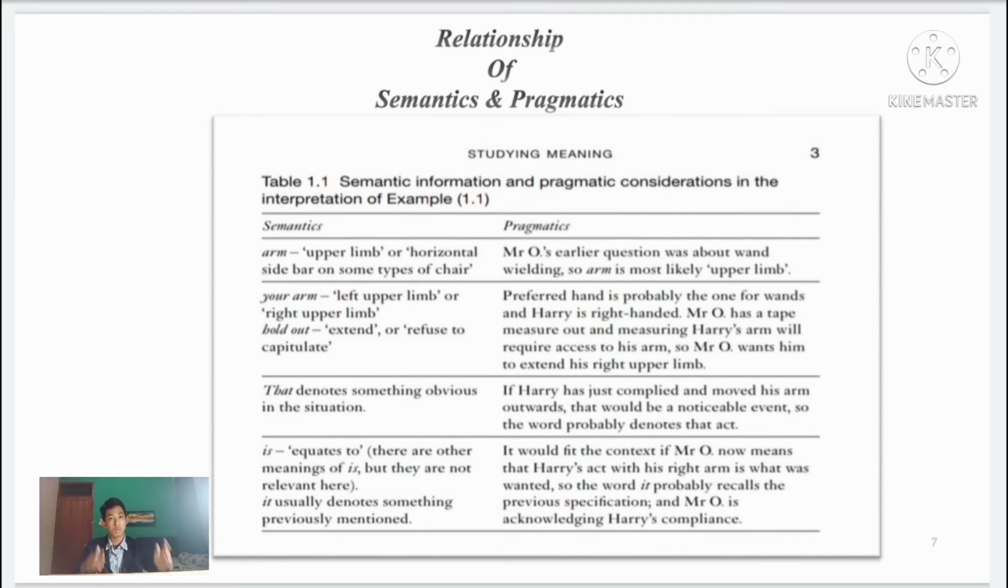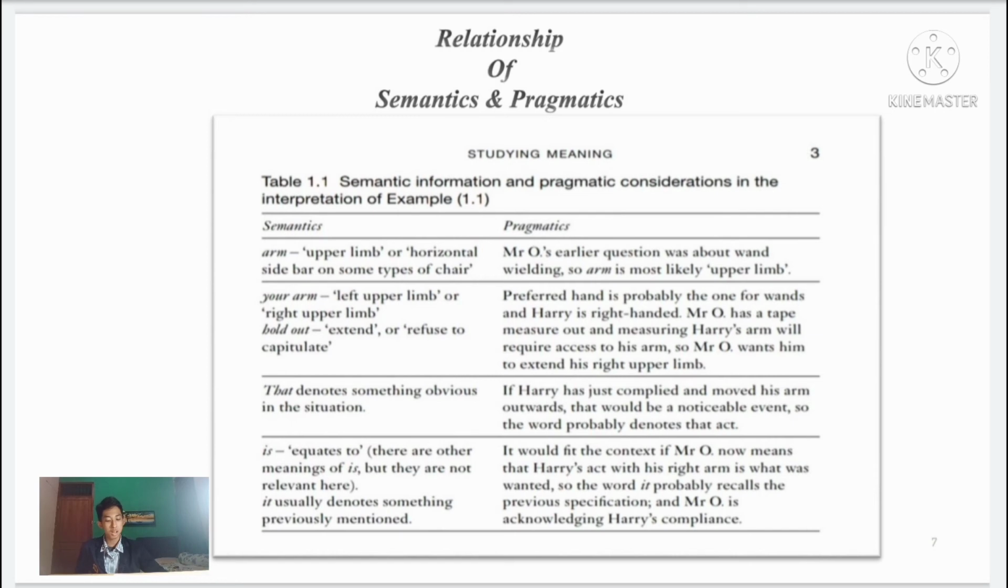Terus yang di bawah, on the below of the arm there is "your arm". In pragmatics, Harry's hand is probably the one for wands, and Harry is right-handed. Mr. Ollivander has a tape measure, and measuring Harry's arm will require access to his arm, so Mr. Ollivander wants him to extend his right upper limb. In simple words, Mr. Ollivander wants to measure Harry's talent by extending his upper limb to test the wand. And that is in pragmatics.